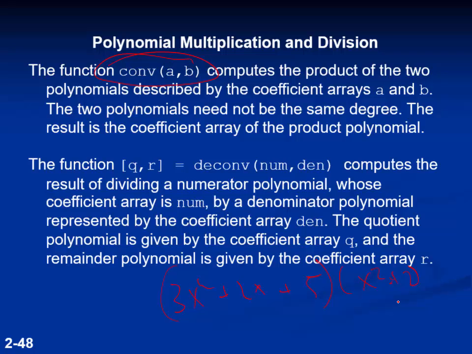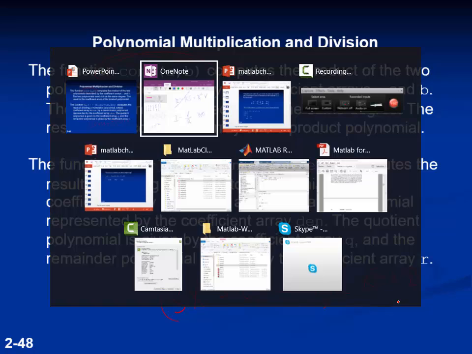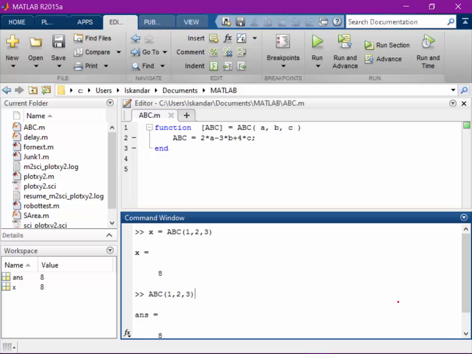So my first array is going to be 3, 2, 5. My second array is going to be 1, 0, 2, okay? And if I put those in, and here we go. I'm going to come back to that. This right here, I'm going to close it. I'll talk about that next.